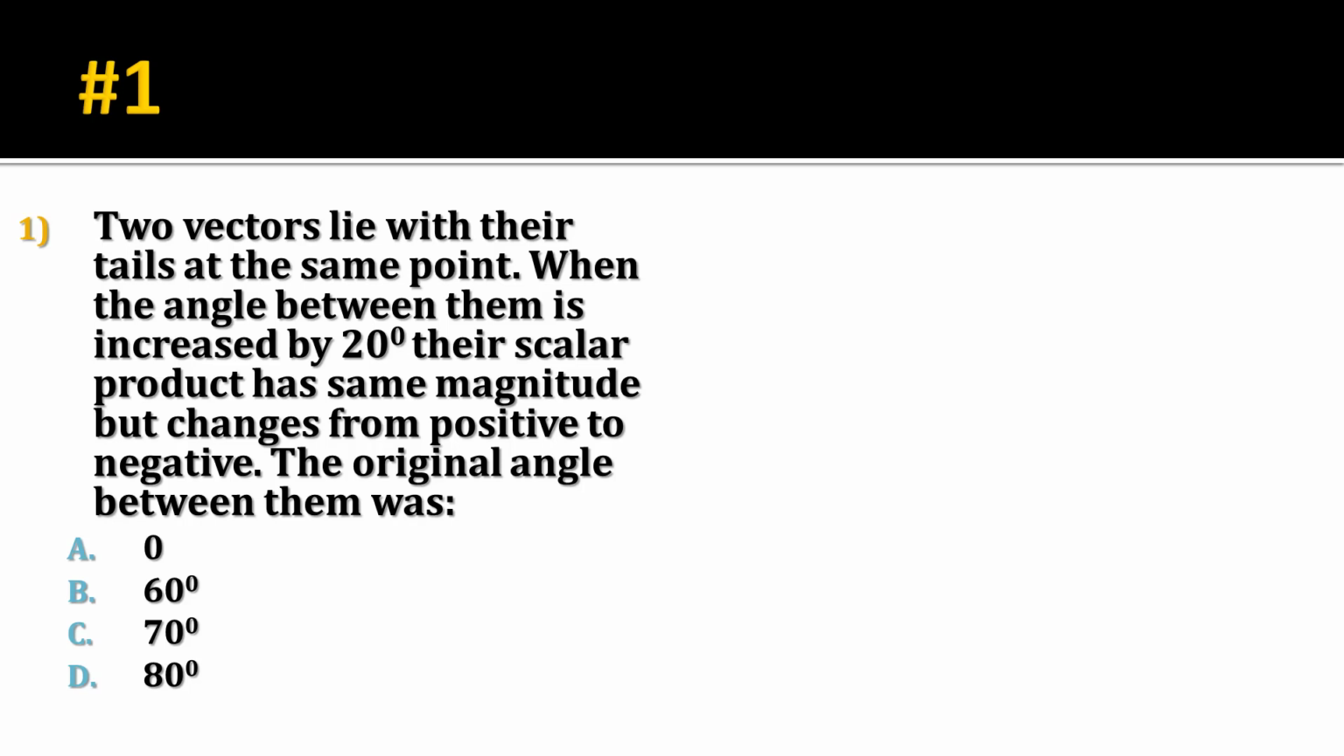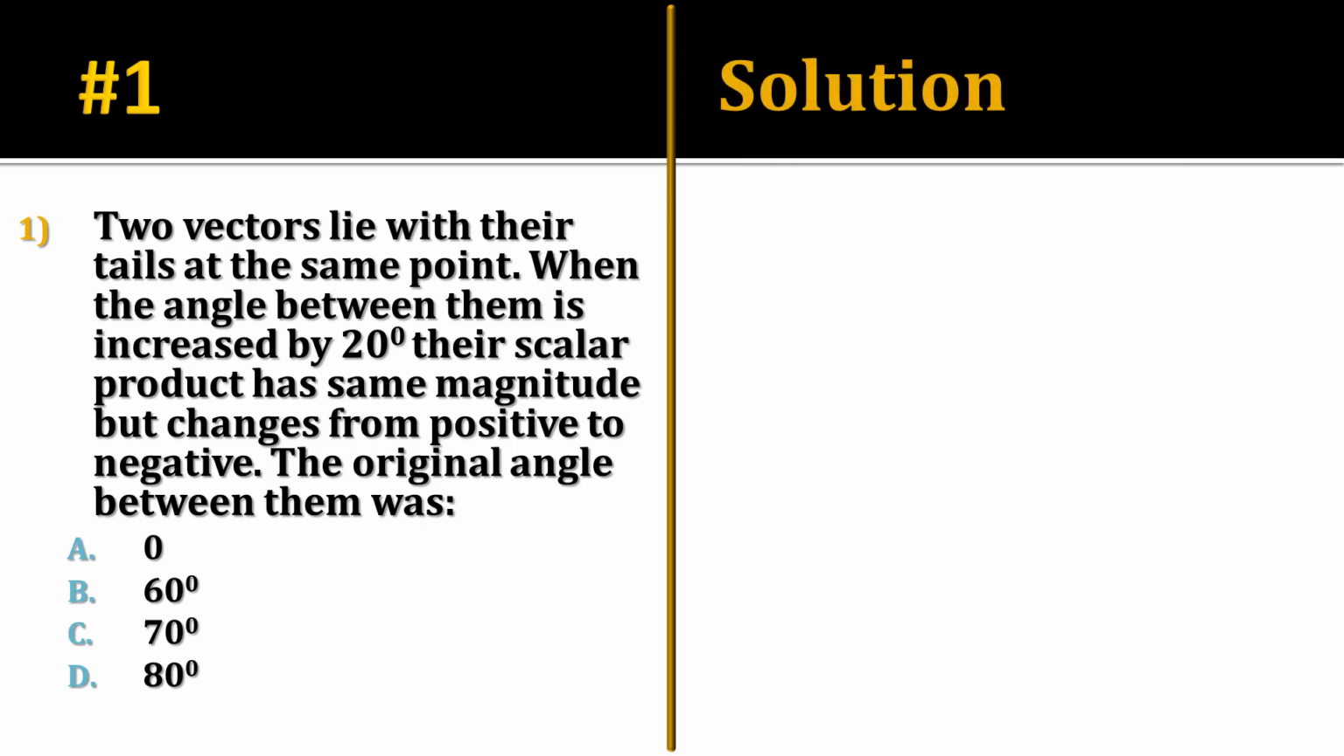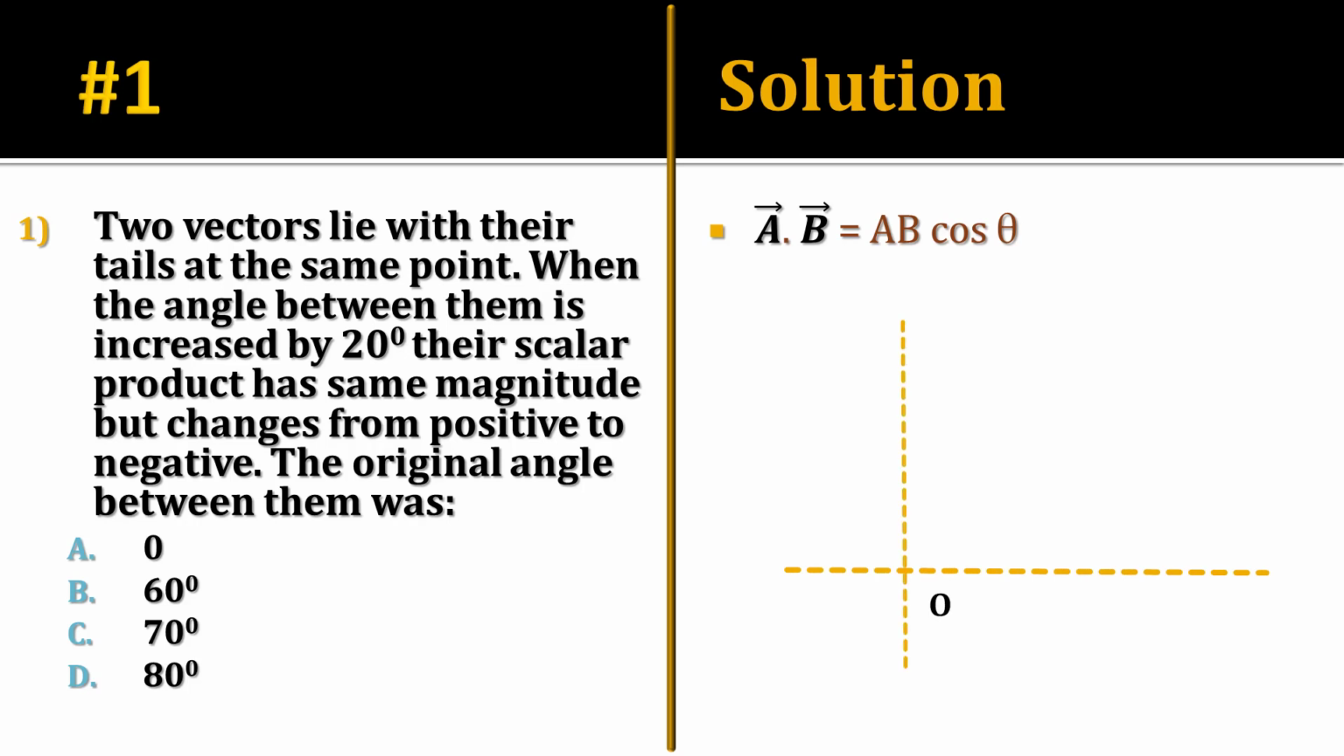They are saying that we have two vectors which are connected by their tails, and we are taking their scalar product. A dot B is equal to AB cos theta. Let's say that we have this Cartesian coordinate system in which vector A we can draw anywhere. Let's say this is our vector A.